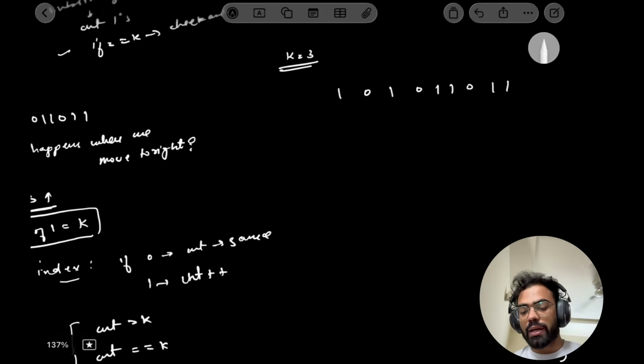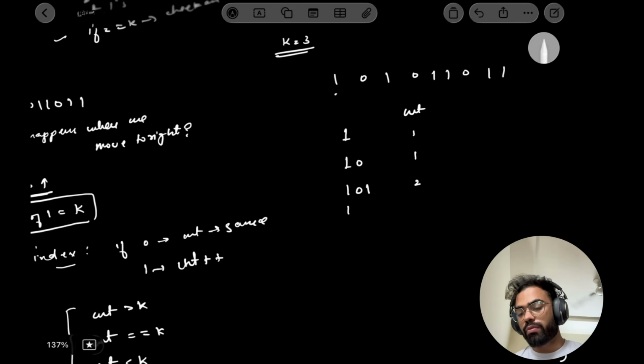So initially when I equals 0, this is my substring. Here I will do count, right? Count equals 1. Substring becomes 1 0. Count becomes still 1. Substring becomes 1 0 1. Count becomes 2. Substring becomes 1 0 1 0 1. Count becomes 3. If it becomes 3, our answer will be 1 0 1 0 1.